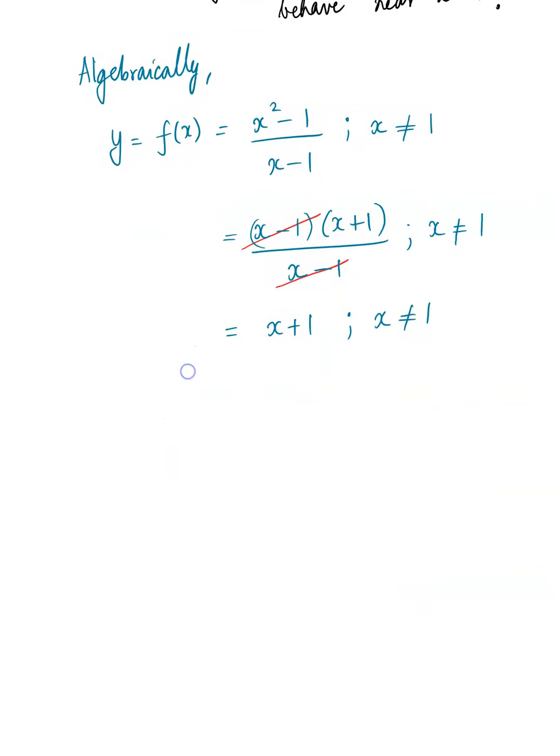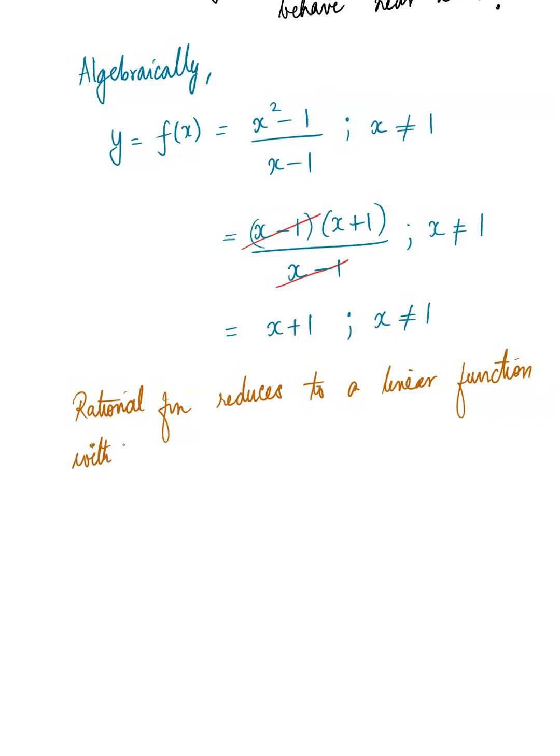Okay, so let me write that story here quickly. The rational function reduces to a linear function. Remember, rational has the word ratio in it, and linear has the word line in it, so you know how they will behave. So it reduces to a linear function with a hole at x equals 1.